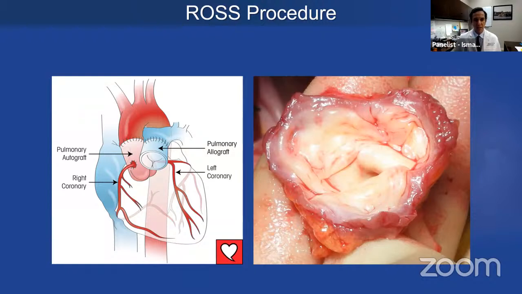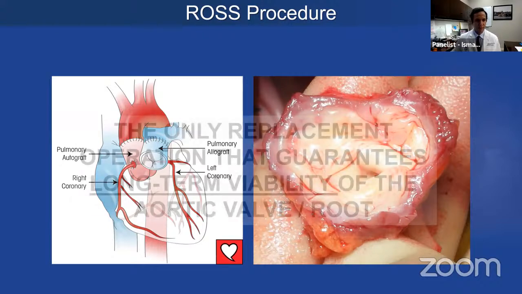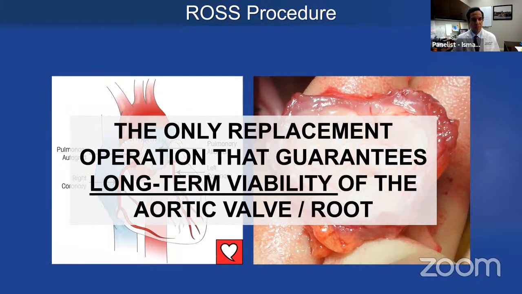This is a picture of a pulmonary autograft, or a pulmonary valve after it's been harvested. And you can see the 3 sinuses, you can see the 3 leaflets. It looks exactly like a normal aortic valve. Importantly, it's the only operation that guarantees long-term viability of the aortic valve and root. We have explants up to 30 years after the Ross procedure.